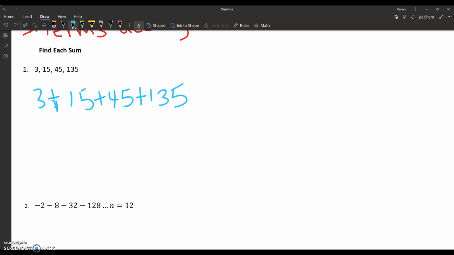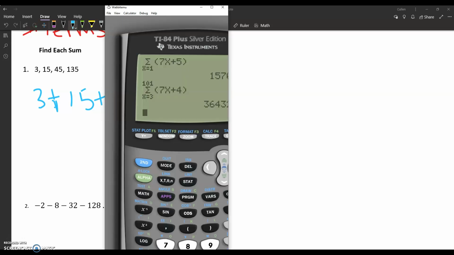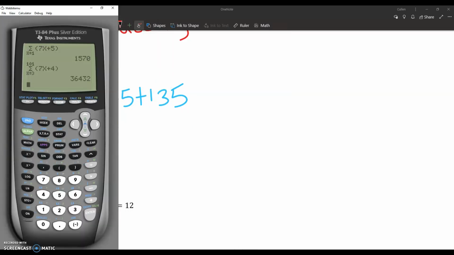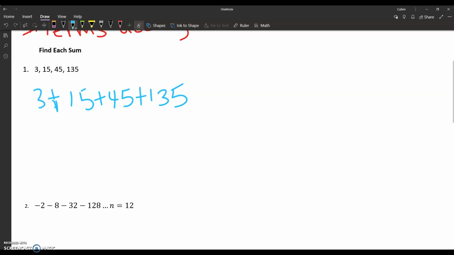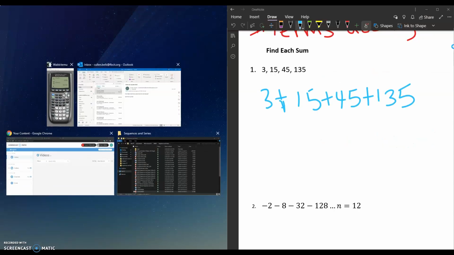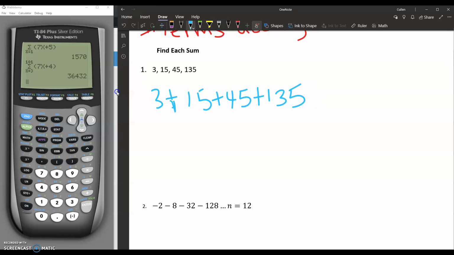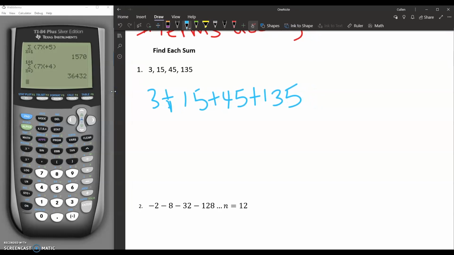And let me real quickly pull up my calculator to do that. There we go. Okay, so I'm going to do 3 plus 15 plus 45 plus 135. And that's going to spit out my answer for me. So that gives me 198.